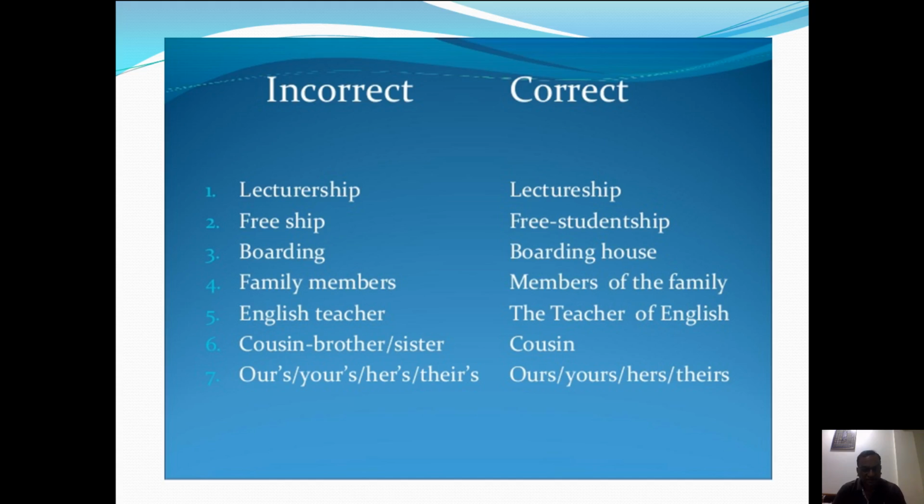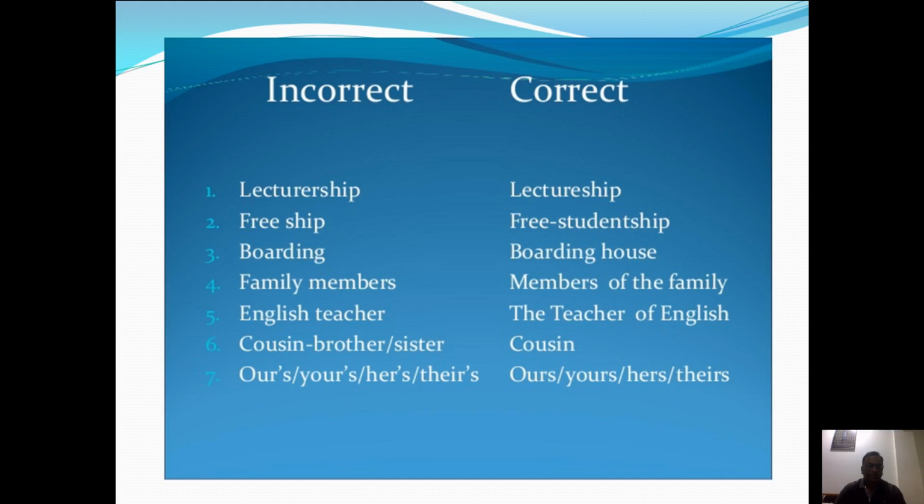Cousin brother, cousin sister. It is also part of general communication. When we use the word cousin, it means brother or sister is already included in this word. So there is no need to say cousin brother or cousin sister. You will have to say cousin.